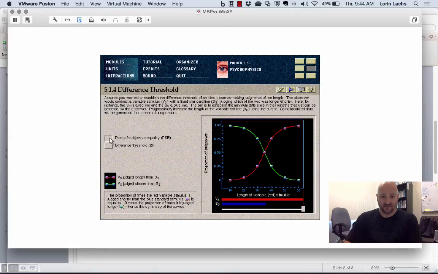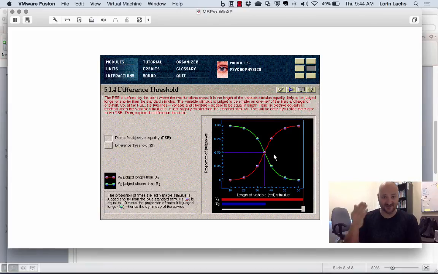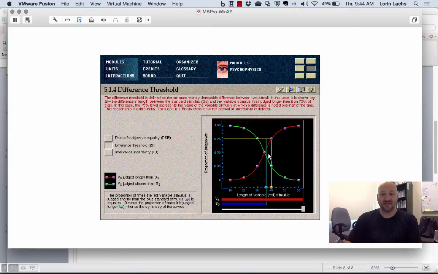Now, the point of subjective equality is the point where they are judged half the time to be longer and half the time shorter. Subjective equality means psychologically, do they think that these two lines are equal to each other? And when they split the difference, when they say half the time it's longer, half the time it's shorter, that means they can't tell.